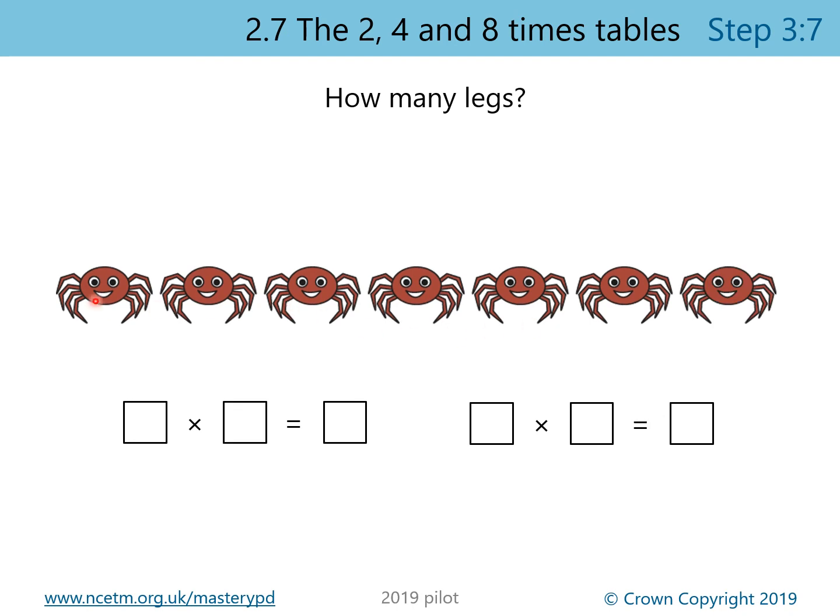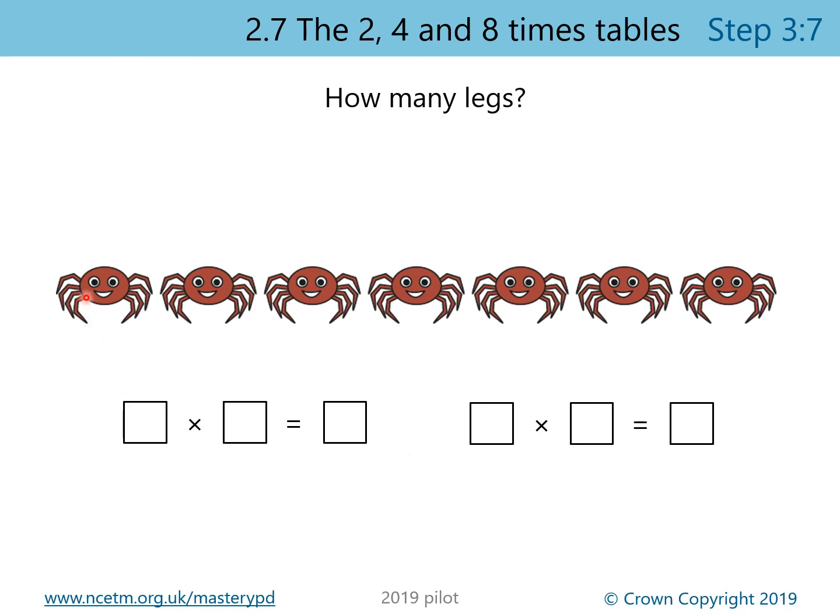Next example, we've got 1, 2, 3, 4, 5, 6, 7 spiders, 7 spiders and 8 legs. I wonder if you can write down the multiplication sentence and work out the answer this time. So it's a very tricky one this time. So again, pause the video and have a wee go.